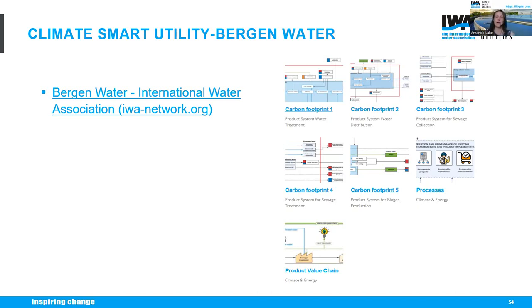There's a link to the IWA Climate Smart Utilities landing page, and there you can also find some more information and case studies, in this case from the folks at Bergen Water, who were very much involved in supporting the workshop last year in Copenhagen and really presented some of these diagrams, which I think we thought were really worth sharing, because it's an example of a really progressive utility who are trying to take account of, in this case, the full carbon impacts of their various water cycles.